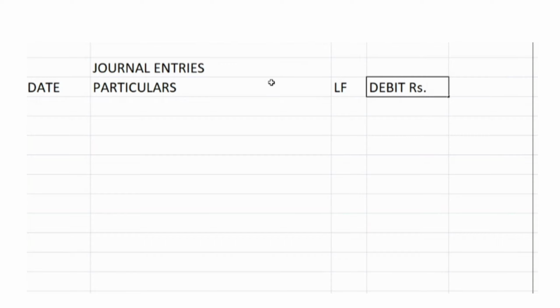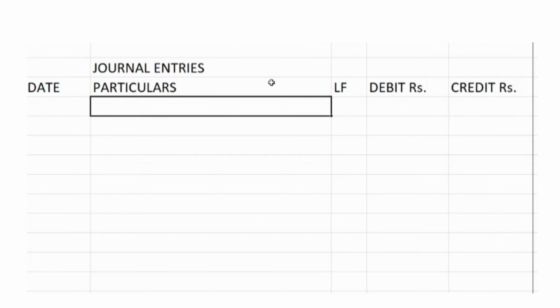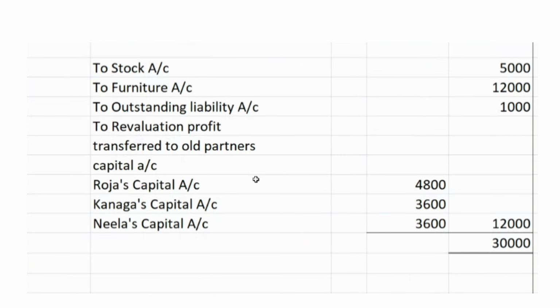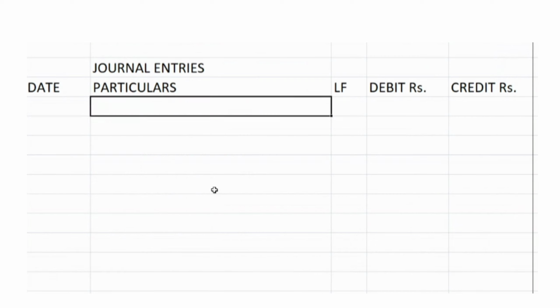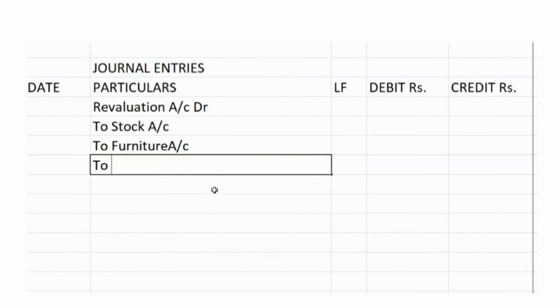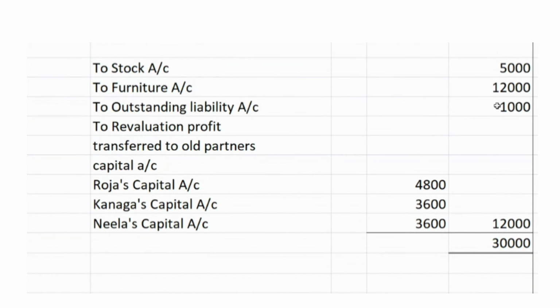Write the format of the journal entry with date, particulars, ledger folio, debit rupees and credit rupees. Now I'm going to start the entry. I'm going to move to the debit side, leaving out the revaluation profit, the remaining 3 items, that is stock, furniture and outstanding liability. They have been debited, therefore in the journal they should be credited. Therefore, revaluation account debtor to stock, to furniture and to outstanding liability.